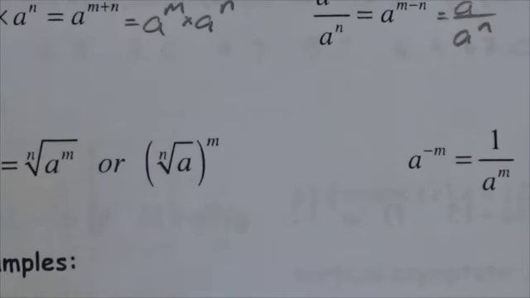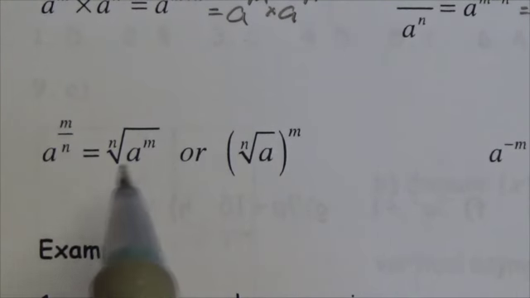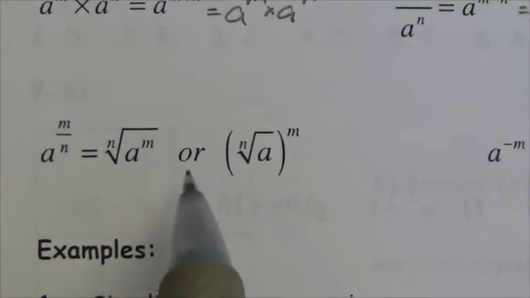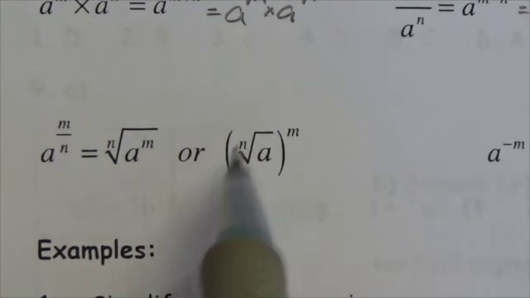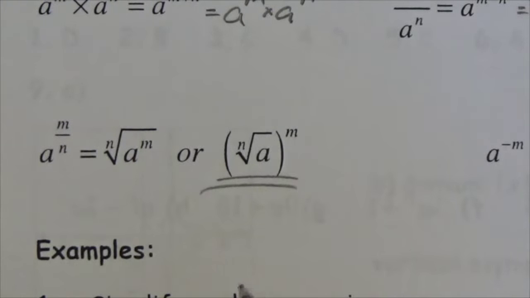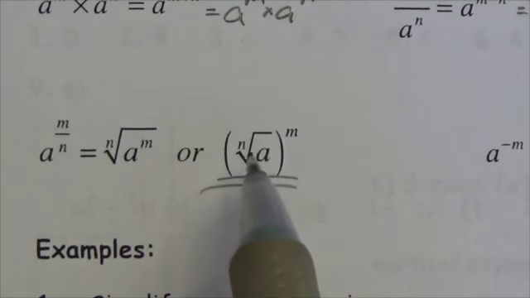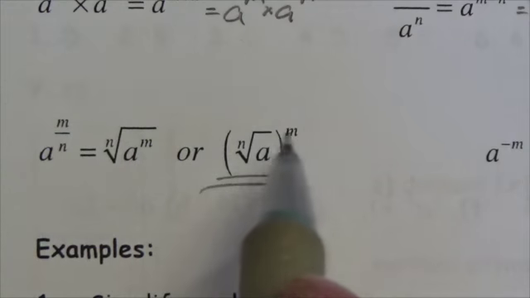Okay, next one here, another one that you should be familiar with. So if you've got a to the m over n, okay, that is the nth root of a to the m, or another way of writing it is to write the nth root of a all to the power of m. And actually, you're going to find that in a lot of cases, this is a little bit easier to work with, because it's easier to take the nth root first, and then to expand the exponent there.